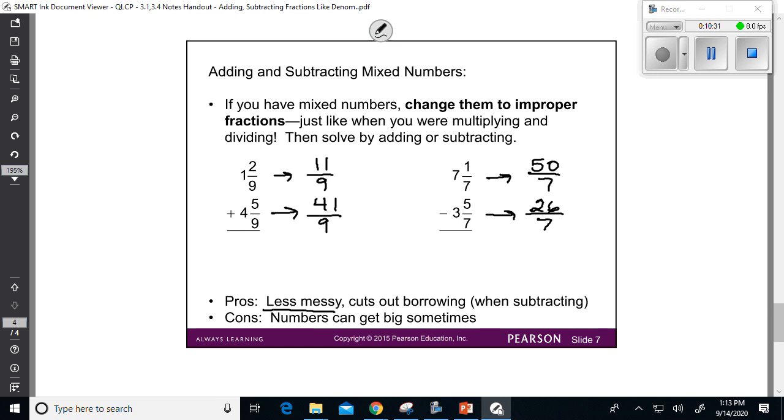That's messy, and it cuts out borrowing. Subtraction borrowing becomes a little messy when you deal with fractions, so that gets cut out. The downside is that numbers can get big sometimes, but we're all smart. We know how to multiply, know how to add. We can handle it.